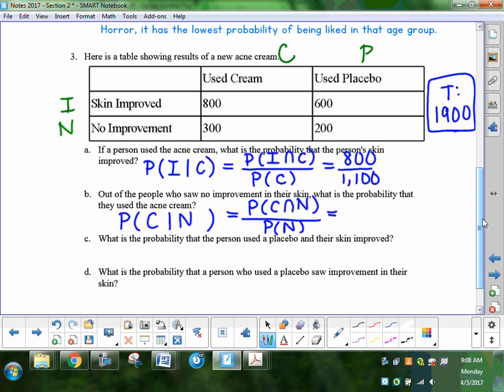Couldn't hear you. What was the numerator? Yeah, 300 over 500. Questions on that?